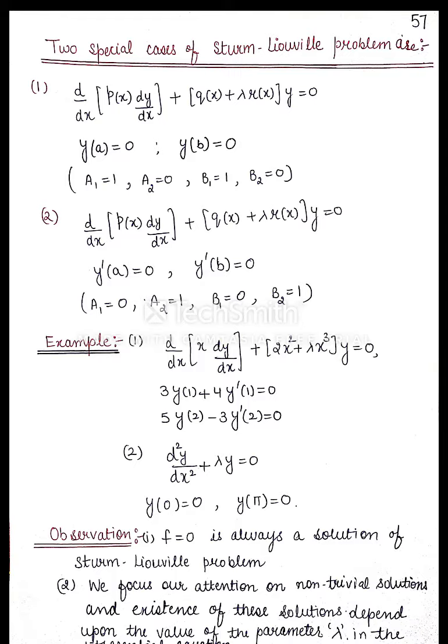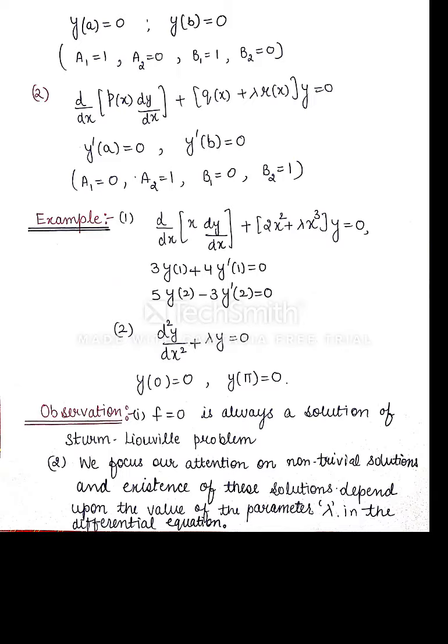So while dealing with the application or while solving the boundary value problem, most of the time our problem will fall either under case 1 or under case 2. So we have to concentrate only on these two types of boundary value problems. First I have given an example of a Sturm-Liouville boundary value problem in general form, and then in the second example I have given a Sturm-Liouville problem which falls under the special case 1. So let us see the examples.